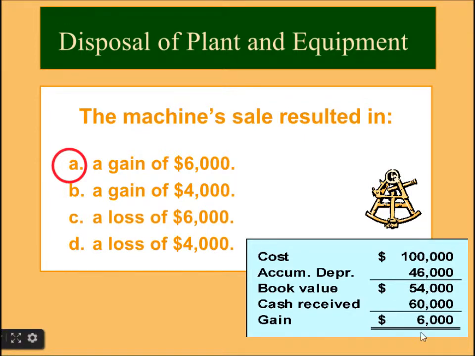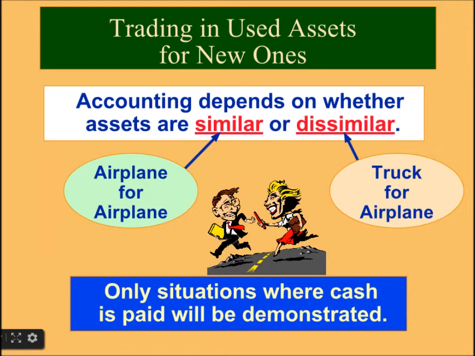So 60,000 minus 54,000 is a gain of $6,000 because book value was much less, but we got more money for disposing that equipment. So there is a gain of 6,000.